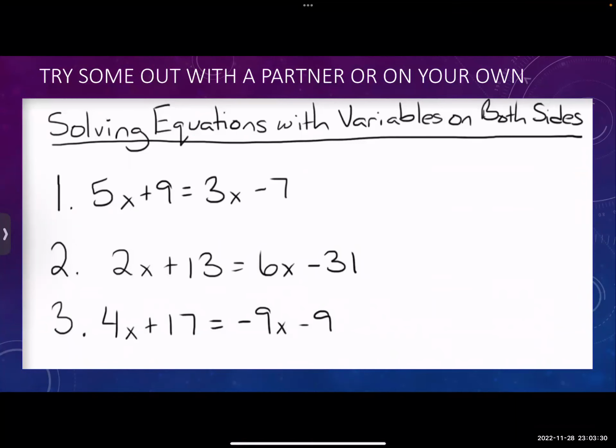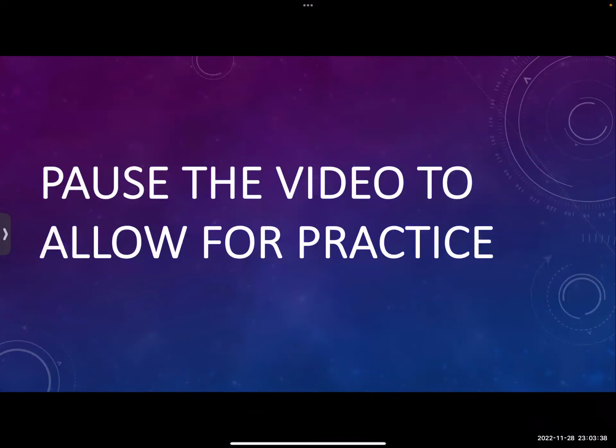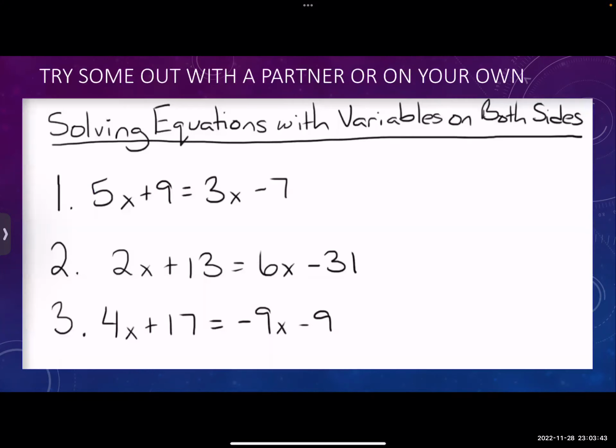Now, go ahead and you try it. Try solving equations with variables on both sides. I'm going to go ahead and ask Miss E to pause the video to allow for some practice. What Miss E is going to do is wait until she sees you, with a partner or on your own, figure out the answers to 1, 2, and 3. Once Miss E sees that all your answers are correct, then she will start the video, or if she thinks it's ready, you can see how we do the problems. So go ahead, pause the video.